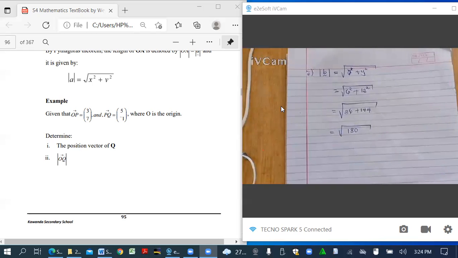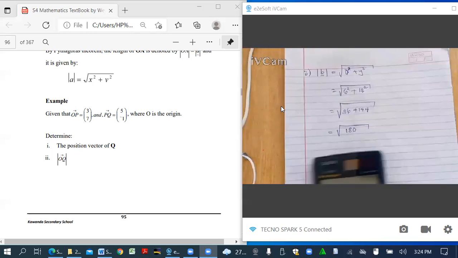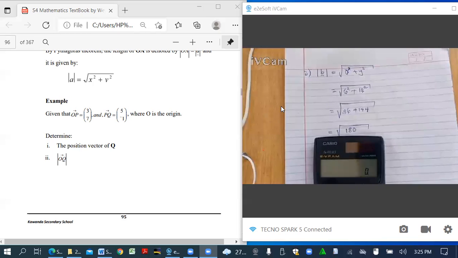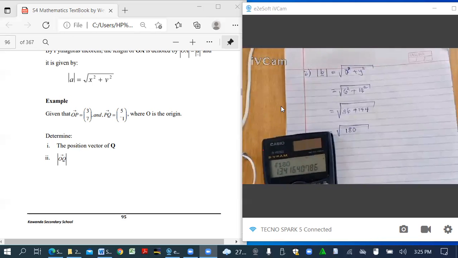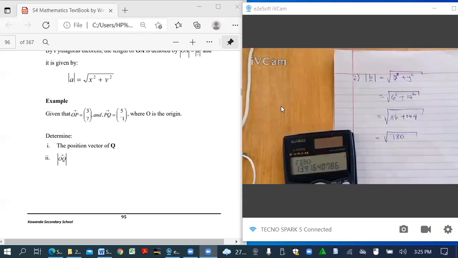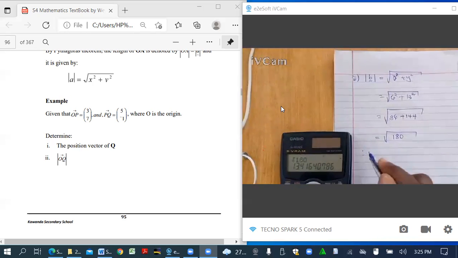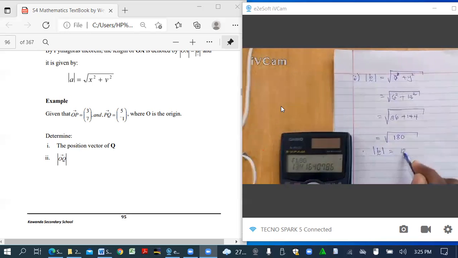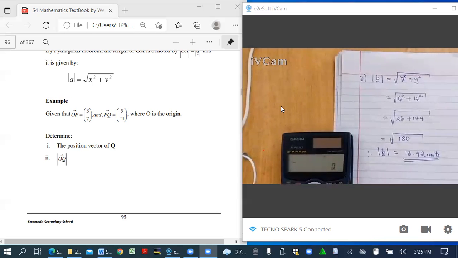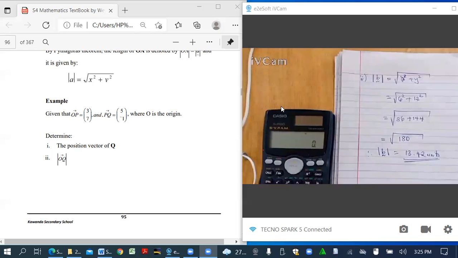So what is the square root of 180? Press square root of 180. What do you get? We get 13.42 units. So the magnitude of B will be equal to 13.42 units. Are you together?